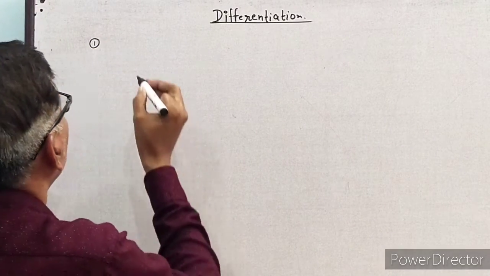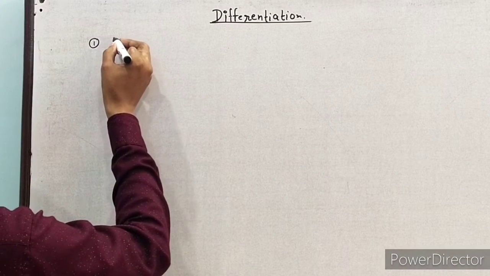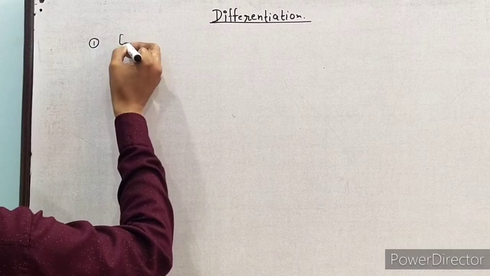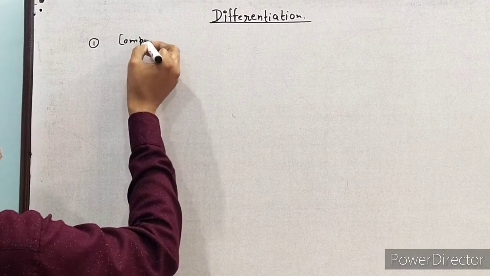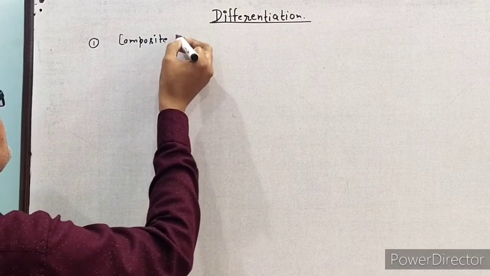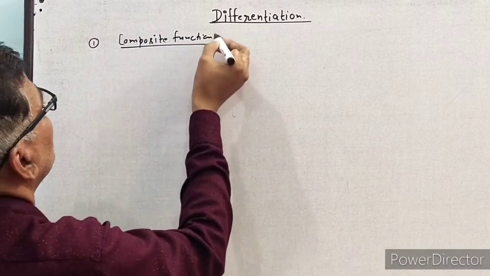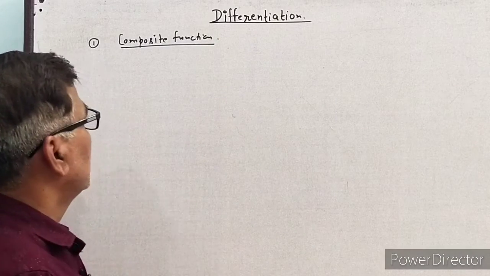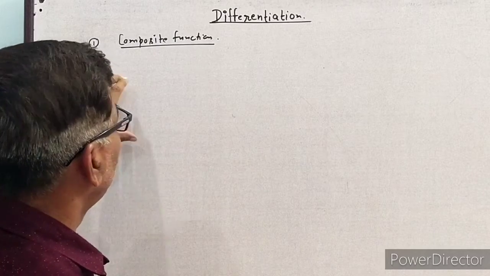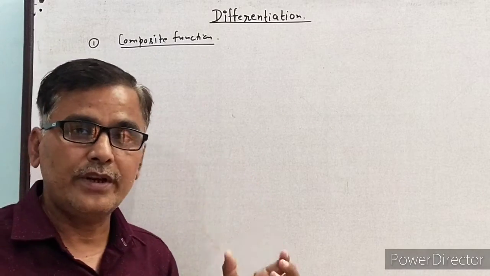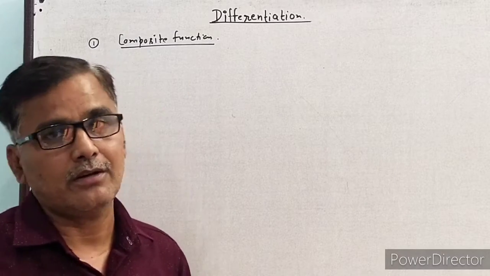To solve the problems, we have to use some facts. Number one, first of all, we have to discuss differentiation for the composite function. First of all, we have to understand how we can identify whether the given function is composite or not.